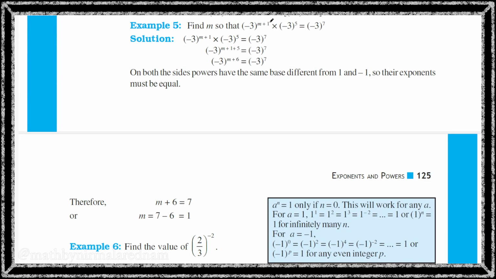So now you are saying you have to find m. So you can simplify the LHS as minus 3 whole power m plus 6. Now if I have to equate it to this, because the bases are same, I can equate the powers. So that means m is equal to 1, right? So that is the answer.